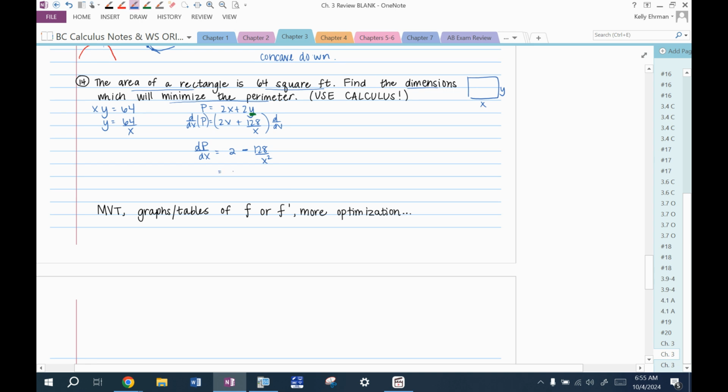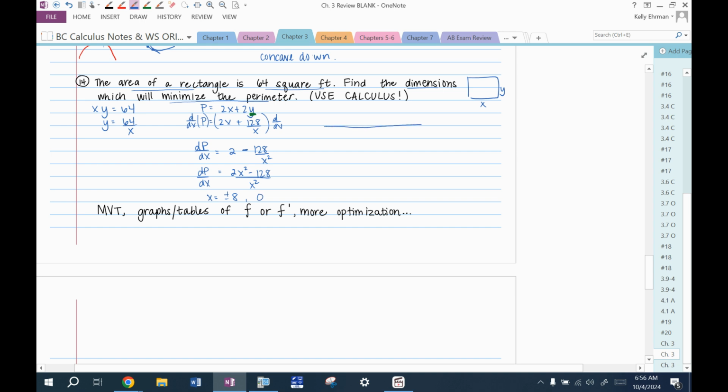And with derivatives, remember, we like to get this into one fraction. So multiply 2 by x squared over x squared, so that you can put this whole thing over x squared. So the critical numbers would be, let's see, 128 over 2, x squared equals 64, so plus or minus 8. And then you also get 0 from the denominator.